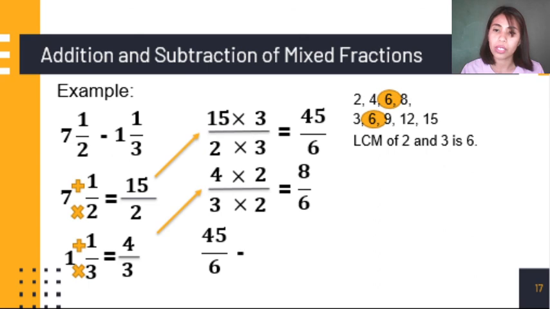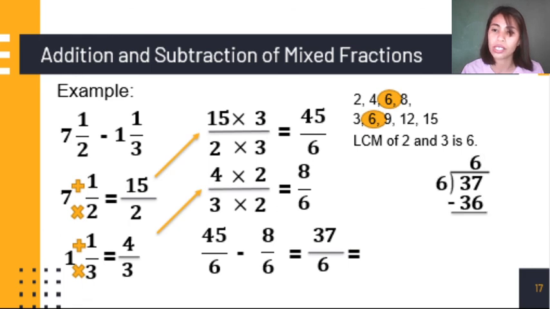Then copy 45 over 6 minus 8 over 6 is equal to 37 over 6, or we have 37 divided by 6. We have 6. 6 times 6, 36. Then we have a remainder of 1, so 6 and 1 over 6. That is our final answer.